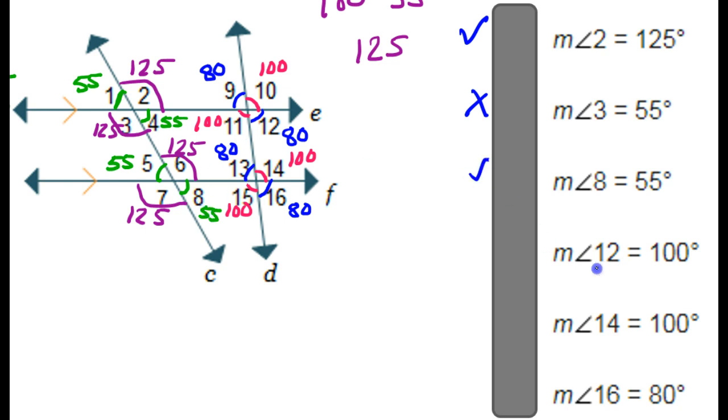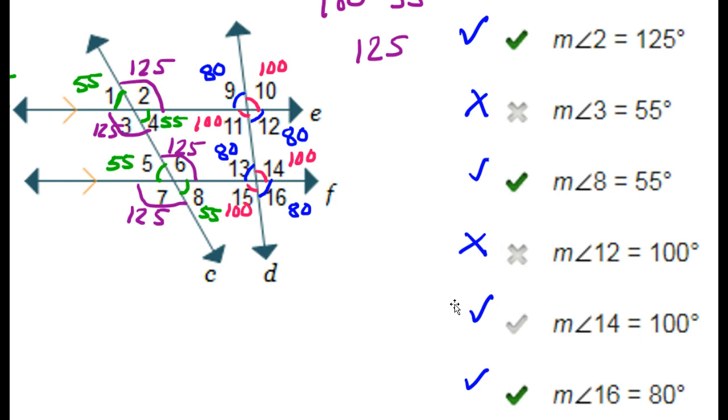Check. Is the measure of angle 12 100? Nope, that's 80. So, is the measure of angle 14 100? Yep, there it is. It's 100. Check. Is the measure of angle 16 equal to 80? Yep, there it is. All right, let's see how we did. Kabam! So look, notice how I just filled in everything and then I answered the questions. I recommend that strategy to you. Just fill in everything you can and then answer the questions.